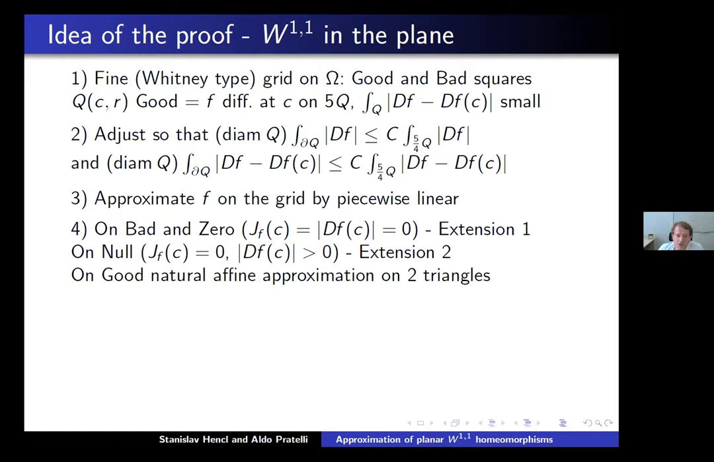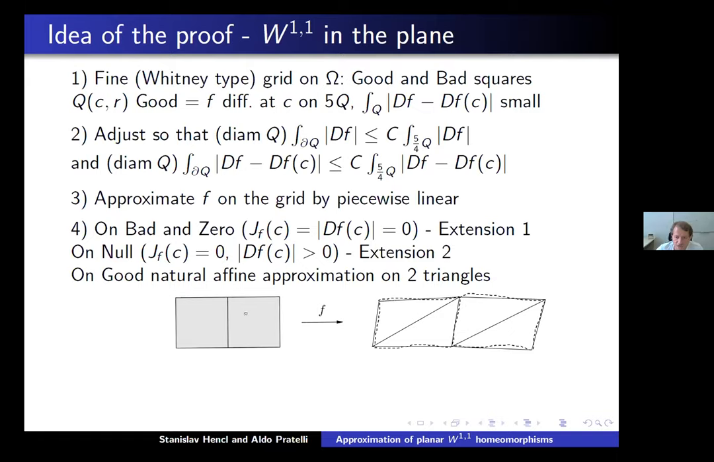And on good squares where the derivative is bigger than 0 and the Jacobian is non-negative, we use the natural approximation. So here is a picture of the natural approximation. If I have a good cube, here is a picture of two good cubes, where the mapping is differentiable at the center, so it's really close to the linear one, see the dotted image. And I have a Lebesgue point of the derivative. Then really the image is something like this because the Jacobian is positive, and then I can simply divide it into two triangles. And on those two triangles, I use the simple linear approximation. And it works really well.